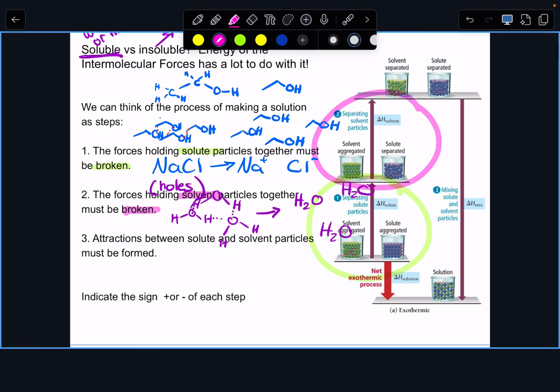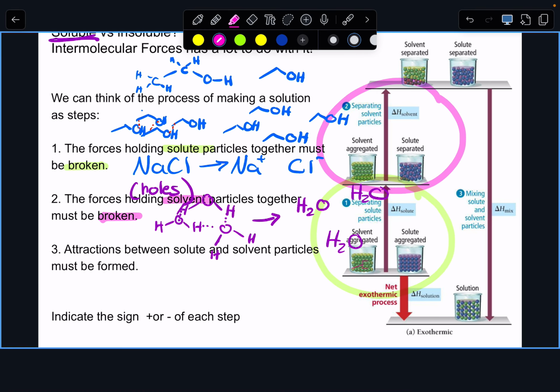Okay, so now we've broken apart the solvent, we've broken apart the solute, that's what's up at the top. Solvent separated, solute separated, and then they come together and mix. Okay, and we get the solution. So the energy associated with that is called the delta H of mixing. So in the case of sodium and water, this would be where the interaction between the sodium and the water gets formed.